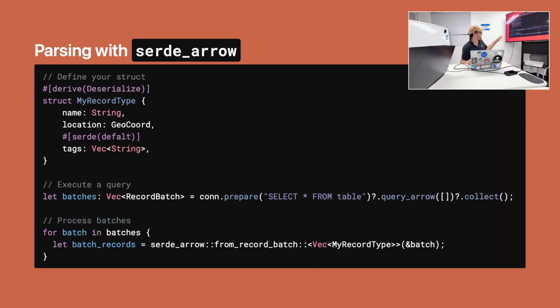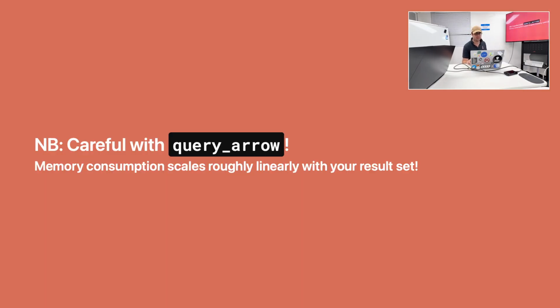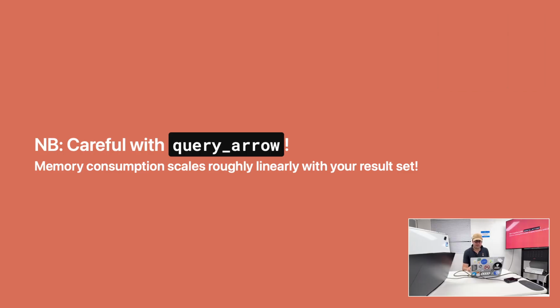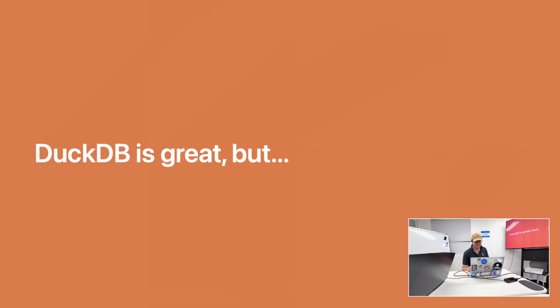So this is very efficient, by the way. It might look, if you try and pick this apart, like this is not very efficient, but it actually is. It does all the right things under the hood. So be careful with query arrow. Like I said, the memory consumption goes up with your result set. So DuckDB is great, and like I said, it's probably what you should use unless you have really specific needs.